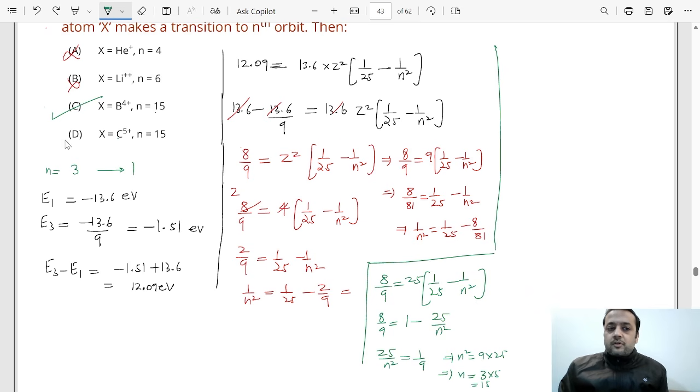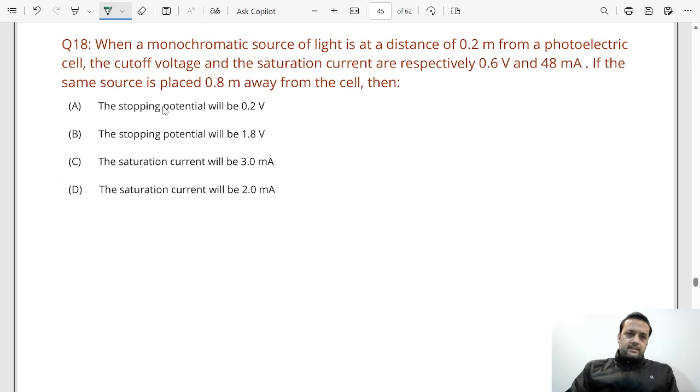It's very obvious. So of course you can check it on your own: if you put z equals 6 and n equals 15, then this equation will not be satisfied, which means option D is also wrong. Hence C is the correct answer. I hope you have understood. All right, let us see this question.